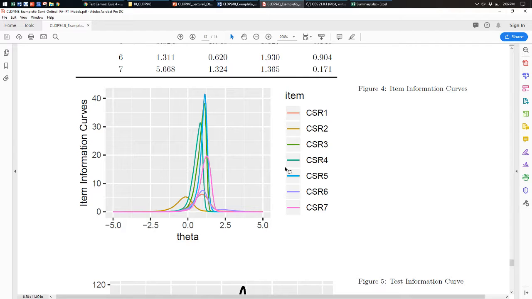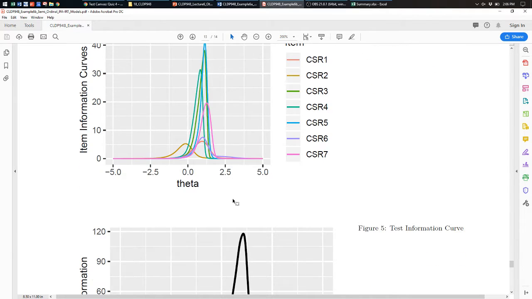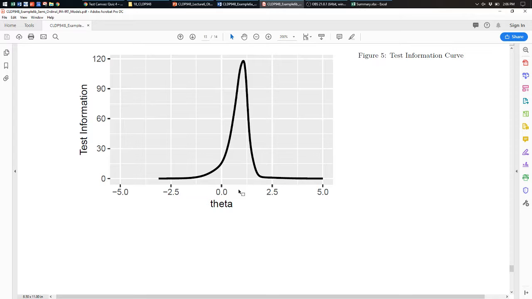Here are the item information curves for 7 items. I plotted this by summing up all submodel information. For each item, there are 5 submodel information curves. So for example, for item 1, the information is the sum of the 5 submodel information together. From this plot, we can see item 5 has the highest information, and items 2 and 7, while item 1 has low information. Summing them up gives the test information.